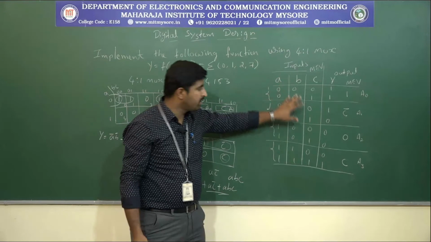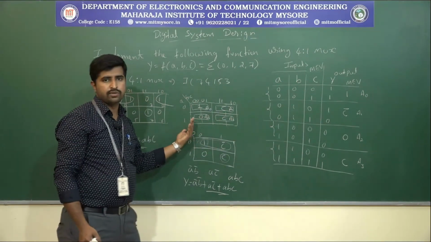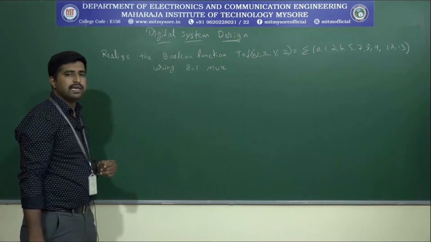Whatever the truth table we have written here considering the map entered variable, this can be reflected in the K map also like this. So I hope you have understood this one. Let's take up the next problem.